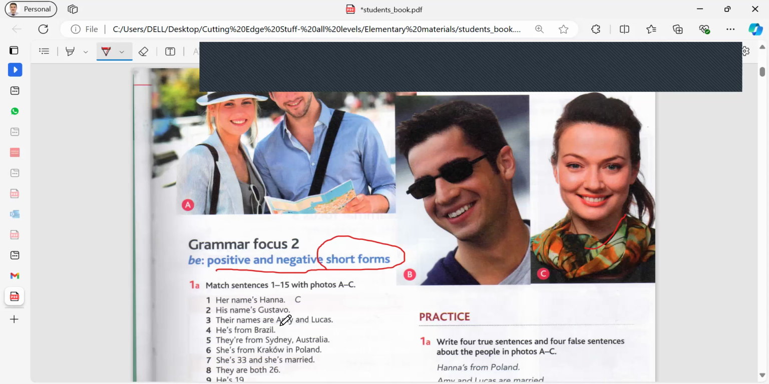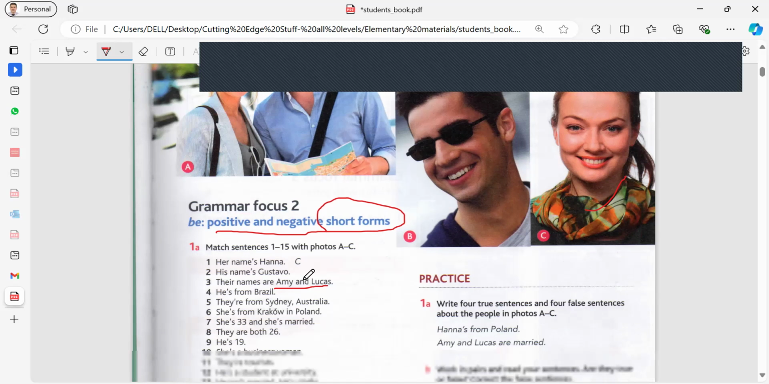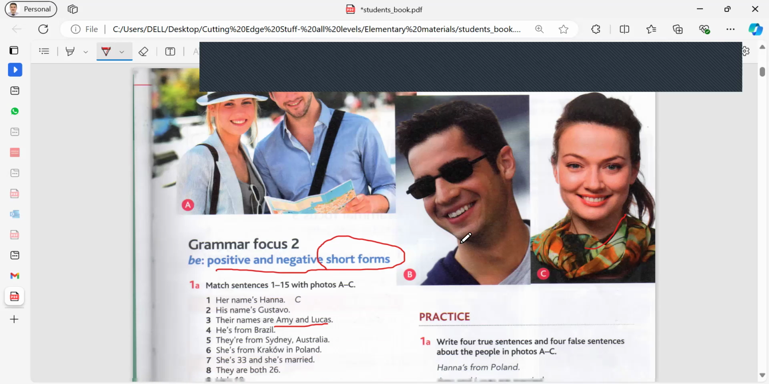His name is Gustavo. Maybe B. Their names are Amy and Lucas. A. He's from Brazil. B. They're from Sydney, Australia. A, right? She's from Krakow, yes, in Poland. C. She's 33 and she's married. What do you think? C. Yes, you are right. They're both 26. A. He's 19. B. That's right.